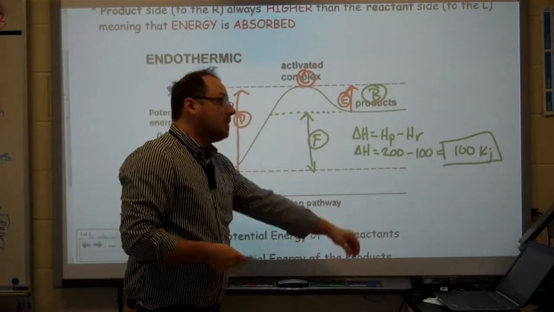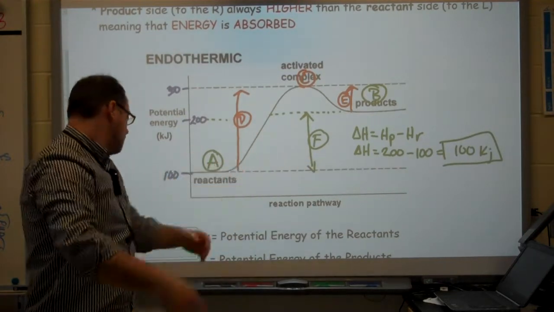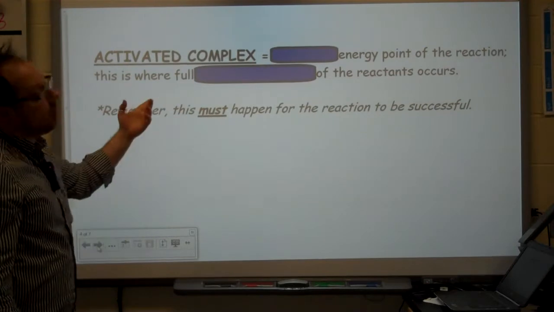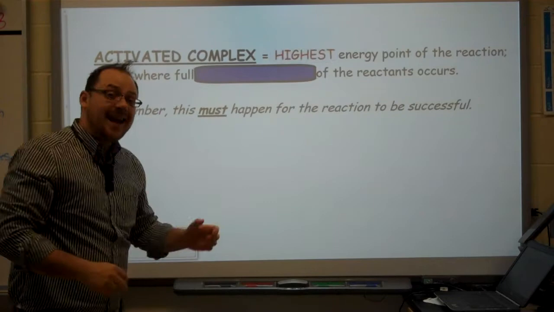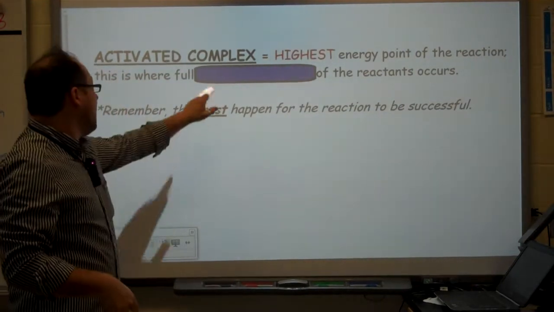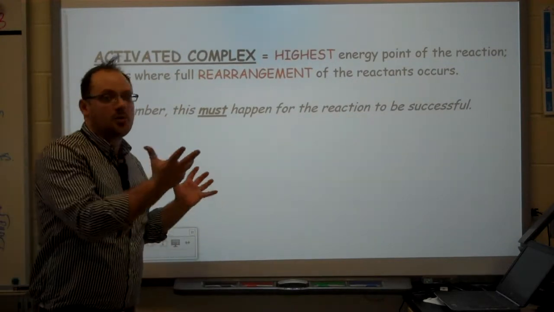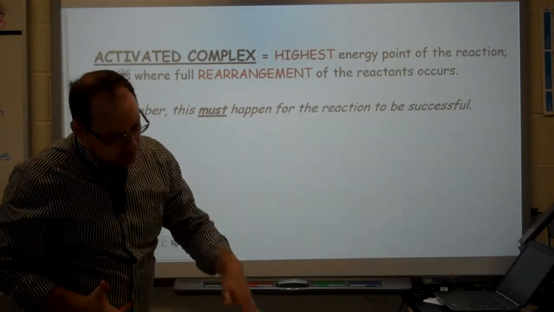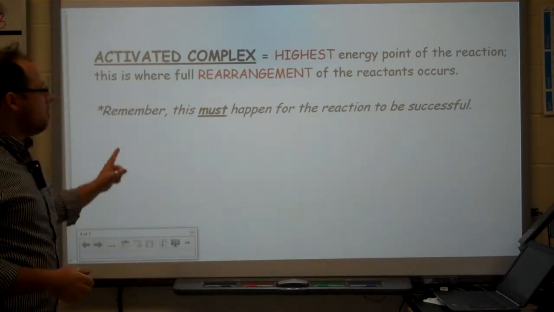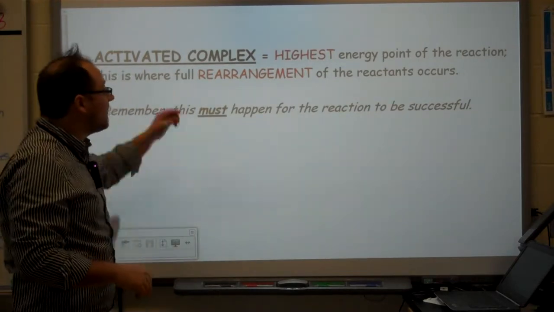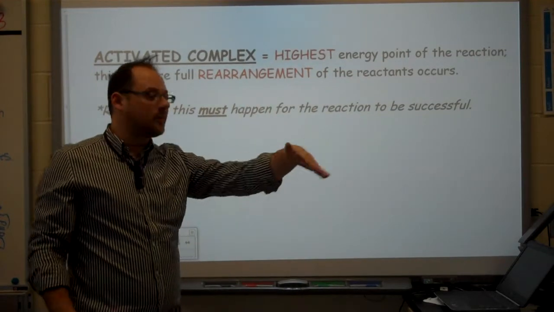Let's look at the opposite of an endothermic diagram, an exothermic one, where the energy is released. Oh, got to stop at the activated complex first, because no reaction happens without the activated complex. It's the highest energy point in the reaction. It's where the full rearrangement of all the atoms and molecules occurs. It's where all the bonds are broken and reformed before products slide down the other side of the reaction diagram hill. It must happen for the reaction to be successful. If you don't get enough energy, you're never going to get your reactants up over the hump to make product. It's never going to happen.